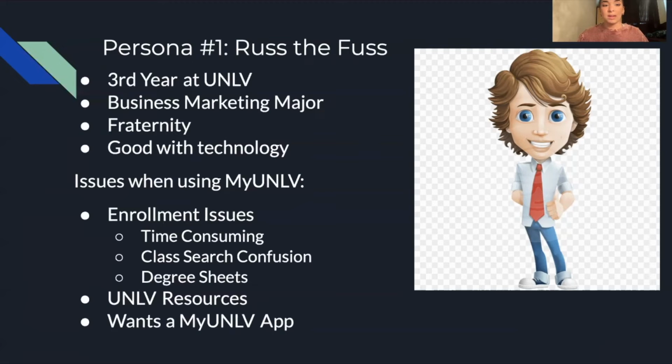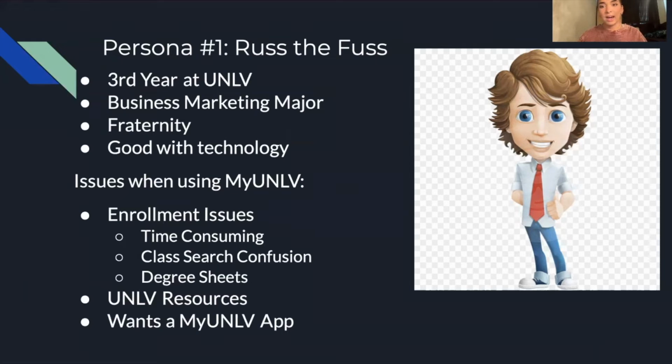One being enrollment. He wants it to be a quick and easy process, and he feels that using my UNLV the way it is, it becomes hard to find his required courses for his major, and it's hard to compare courses when looking at the times and the location and the professors. So he feels like that could be improved, and it's just a hassle for him.